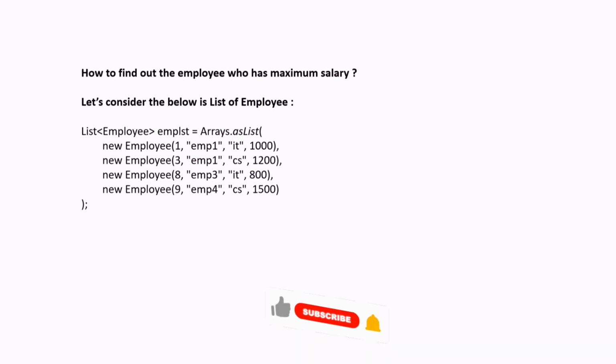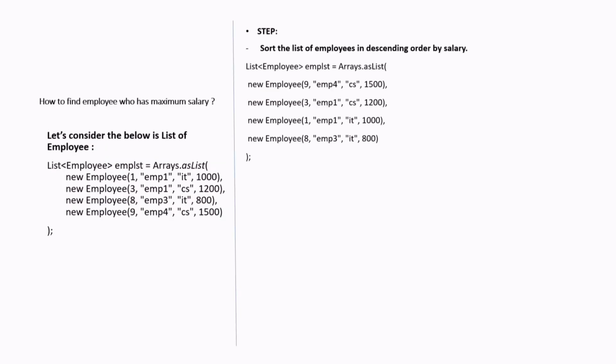To solve this, first we need to sort the employees, meaning we need to get the list of employees in descending order by salary, because the question asks for the employee who has a maximum salary. Once we get the descending order list of employees by salary, then from that list we can find the first employee with the help of the findFirst terminal operation. Let's see step by step. First we need to sort the list of employees in descending order by salary.